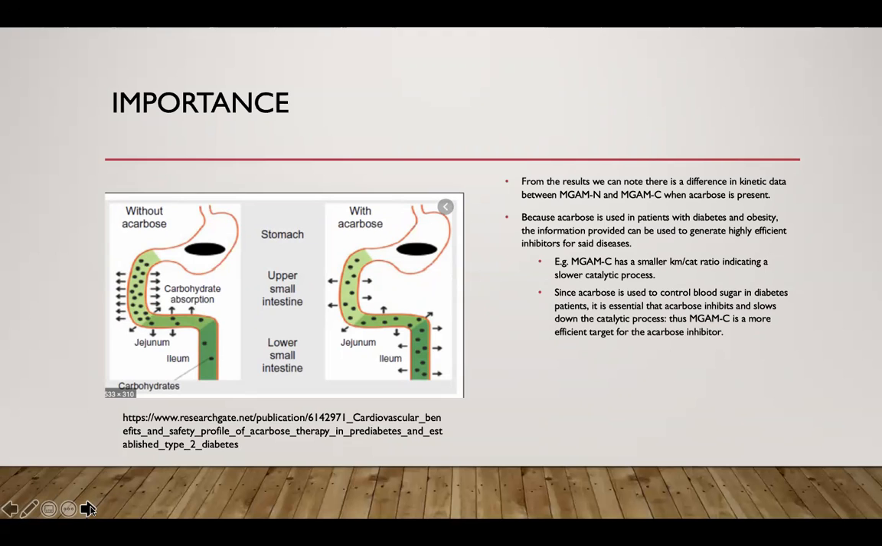So I'm going to look at the image to the left, and this shows us without arquebus present versus with arquebus present. We obviously want to look at the differences, but I want to note the side with the arquebus present. What we can note from here is that it slows down carbohydrate absorption because maltase is unable to break down that maltose at its normal rate. Carbohydrate absorption happens at a slower rate, and this is crucial to diabetes patients as they want slow absorption to have a consistent, slow, steady rise in blood sugar and avoid spikes or drops. So now that we can confirm that, we can use this information to generate more highly efficient inhibitors for diseases such as diabetes and obesity.